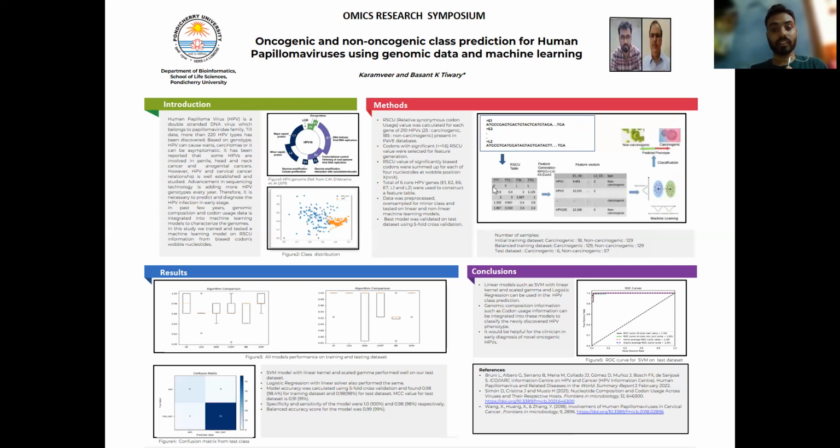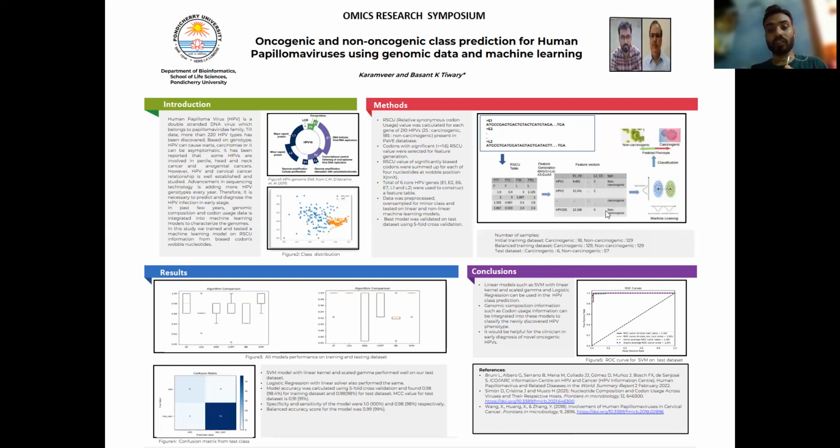We have constructed an RSCU table, a relative synonymous codon usage table, which tells you the codon bias. Based on RSCU values more than 1.6, we constructed a table, and from there we summed up based on the wobble nucleotide at the 3rd position. So if adenine is at the 3rd position, for all the codons which have adenine, we summed up the RSCU value. This is how we constructed it for the 4 wobble nucleotides for each gene.